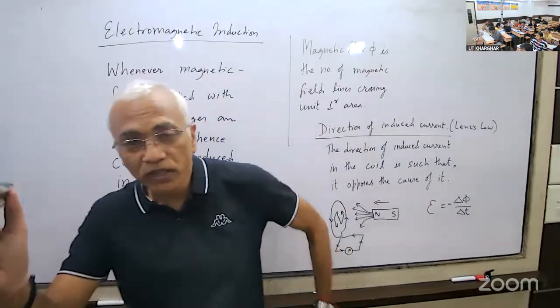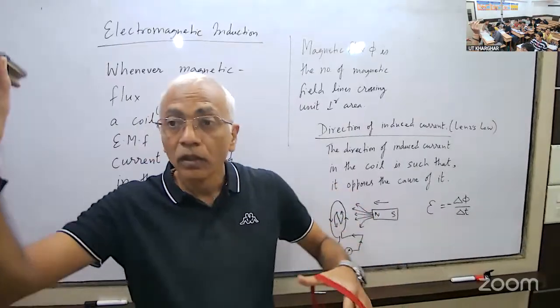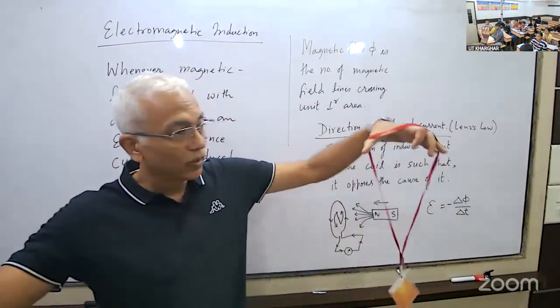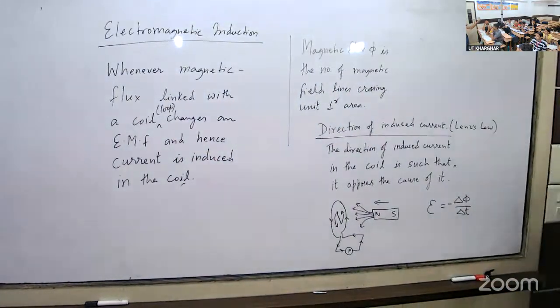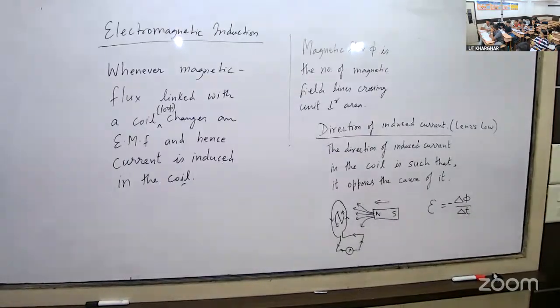So what pole is this? North pole, okay? And this is a coil. Now I have to stand in one corner so that everybody gets the same view. The whole class is getting the same view, right? So this is the face of the coil. Imagine this is a circular loop. Now this north pole is coming this side.